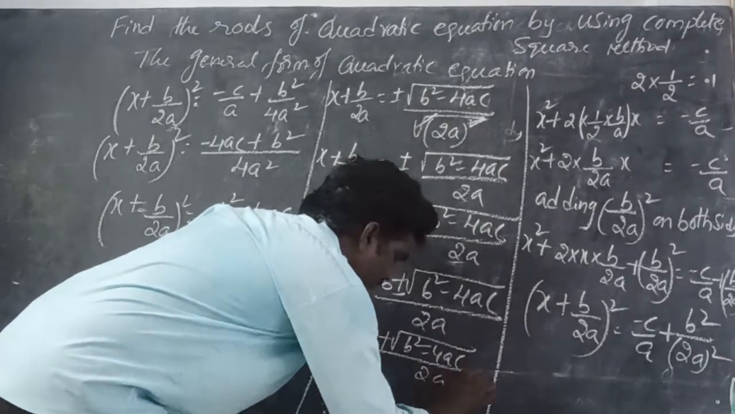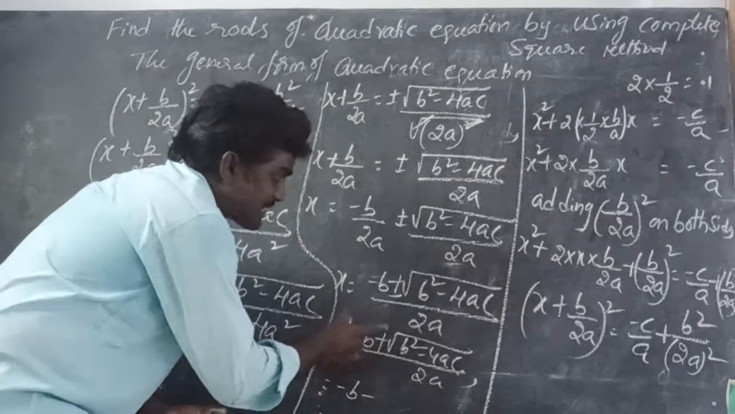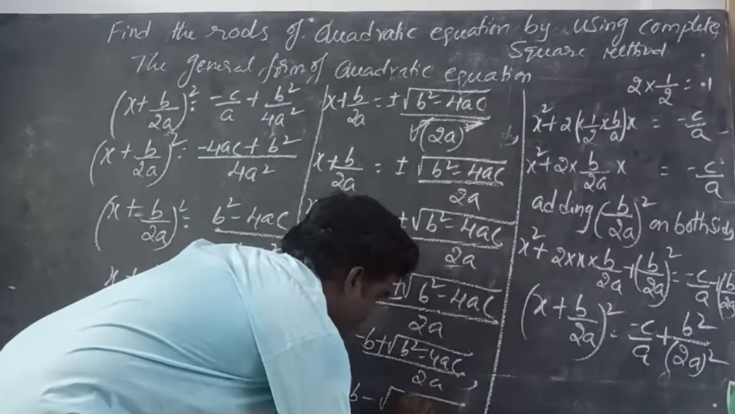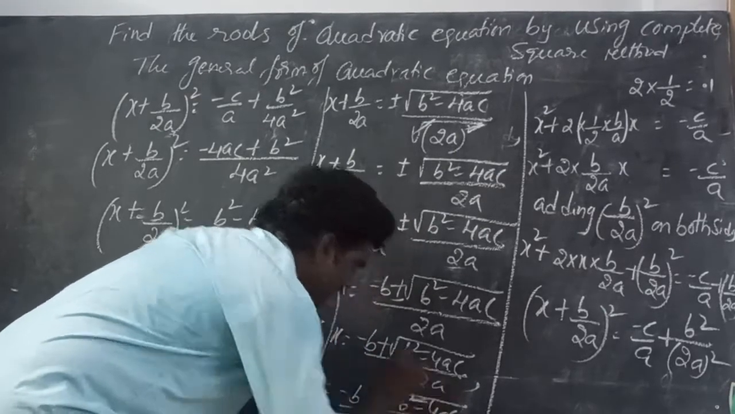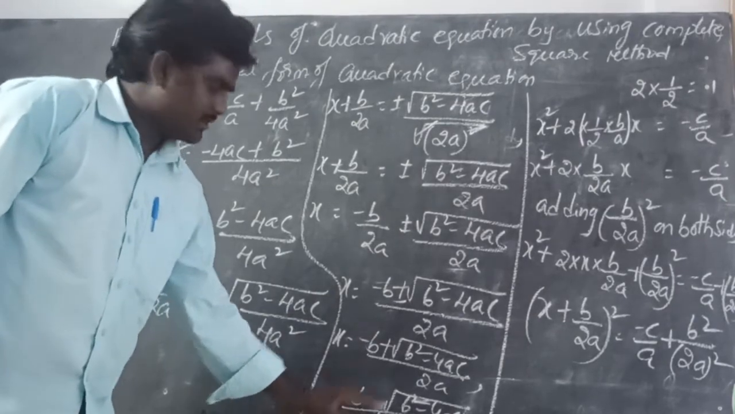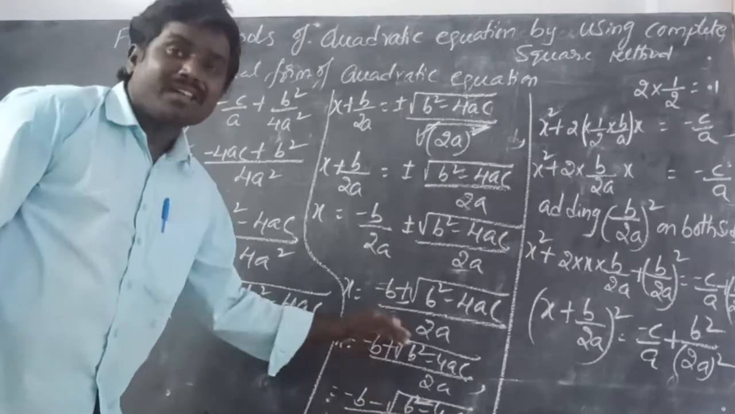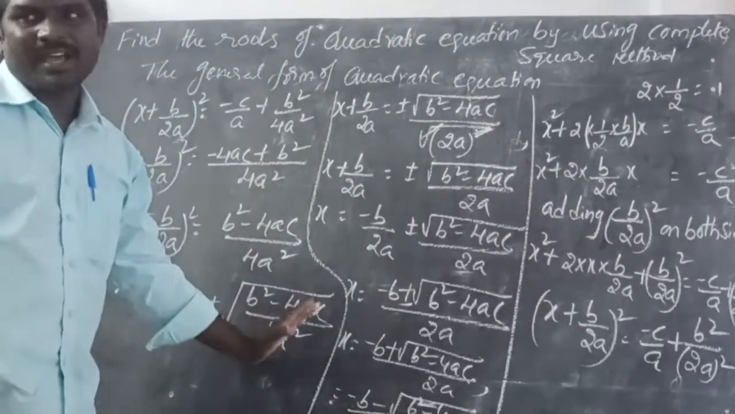It is one root. Another root is minus b minus square root of b square minus 4ac by 2a. So these are the 2 values. These are the 2 roots. These are the solutions, the zeros of the quadratic equation by using the complete square method.